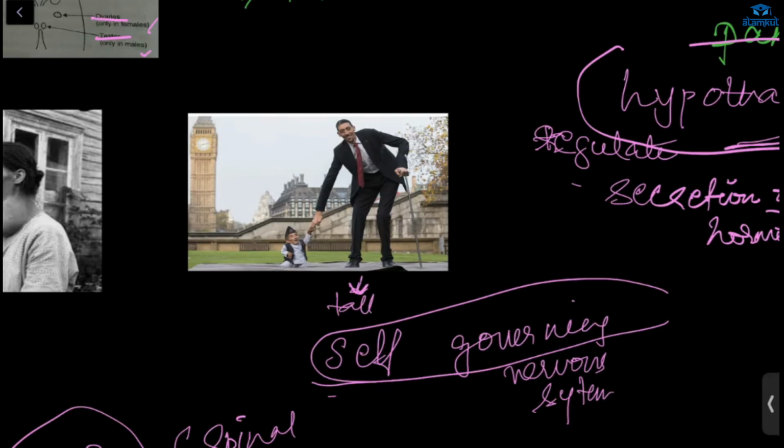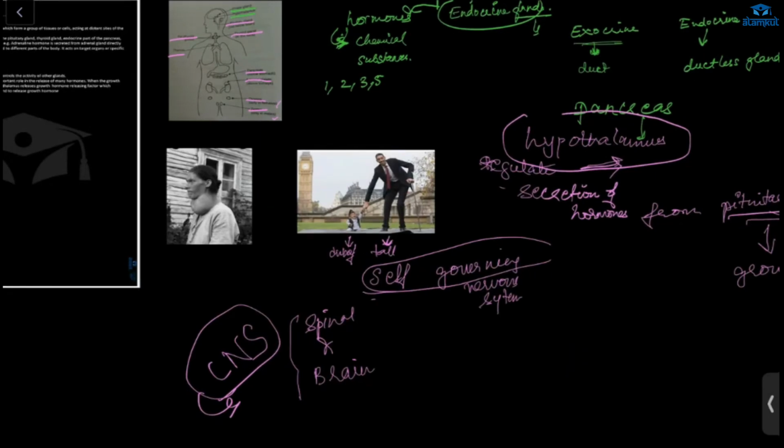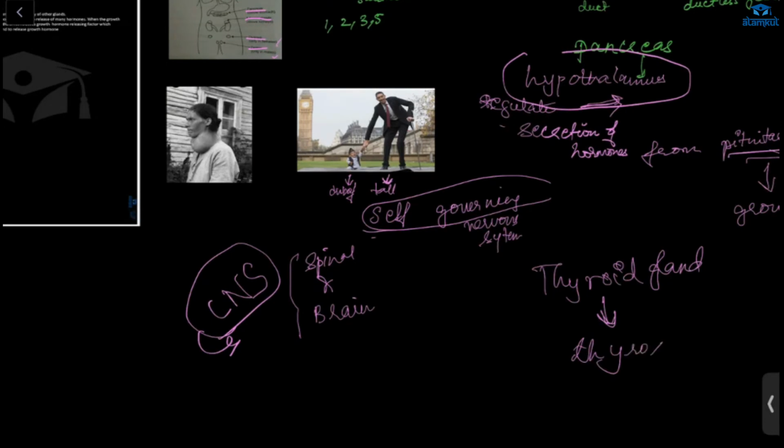Yes. And if there is less secretion of growth hormone, what will happen? The person will become dwarf. Okay, short. Now, next we have what gland? Thyroid gland. And what will it secrete? Which hormone? It secretes thyroxine. Yes, thyroxine. And you can see this figure.